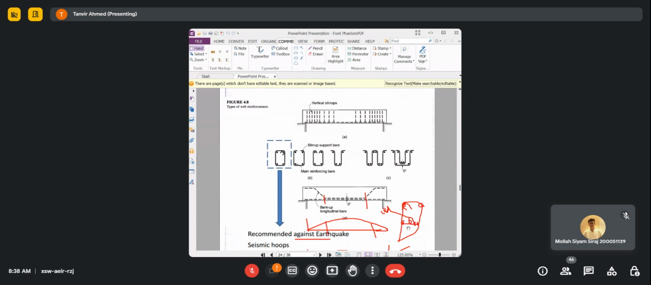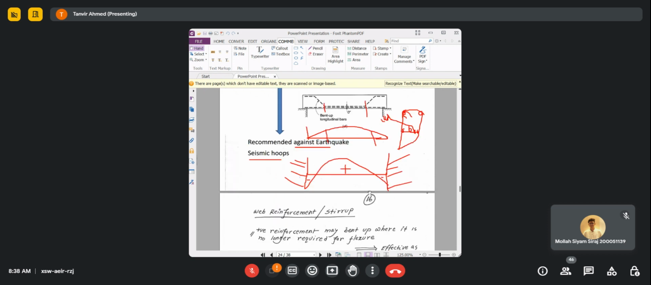You can bend or crank the bottom bars which are in the middle. You cannot bend the corner bars because these corner bars will be tied with the stirrup. So you can bend these middle bars, and near the support, if there is any negative moment, they can also serve to resist the negative moment.